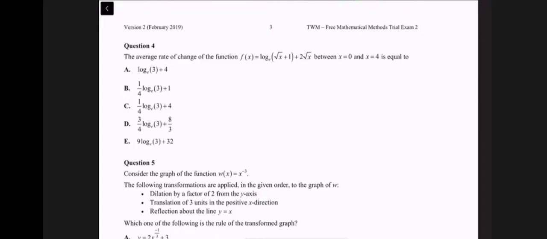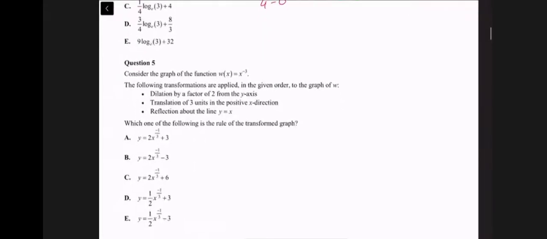So question 4, average rate of change. That's just f of 4 minus f of 0 on 4 minus 0. And just chuck that into your CAS and you should get B. Next: which of the following is the rule of the transformed graph?